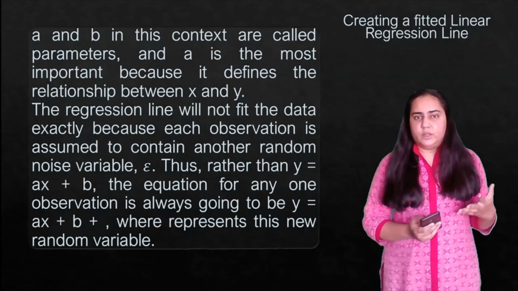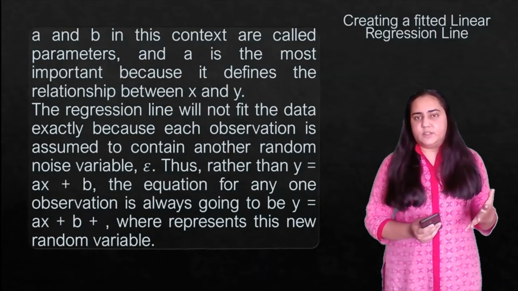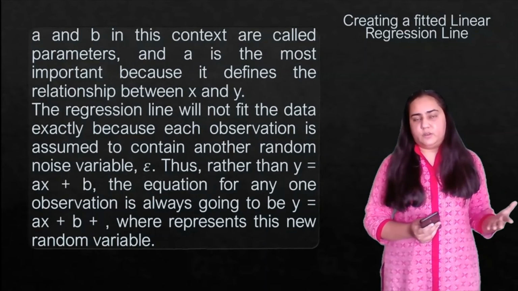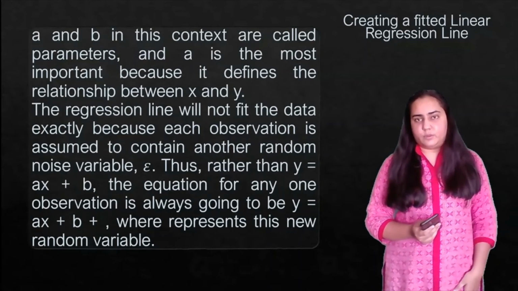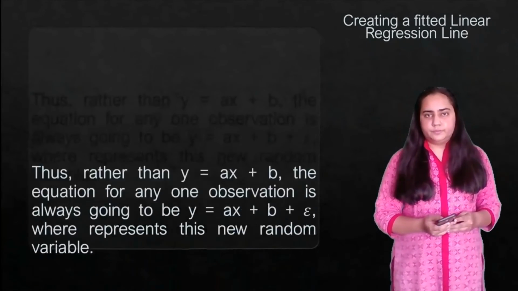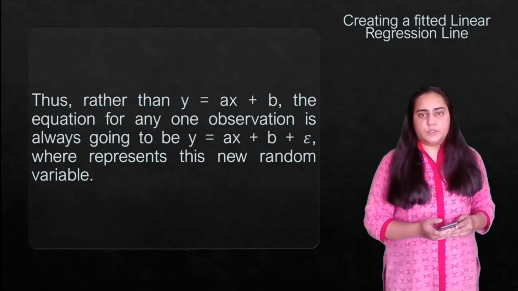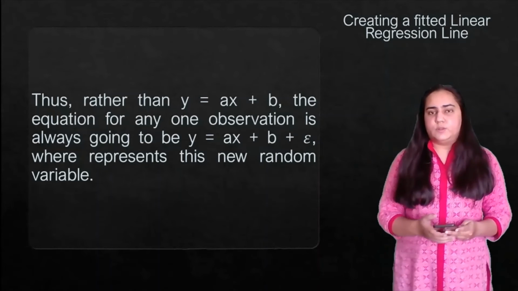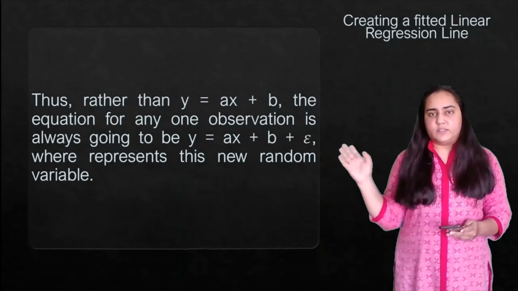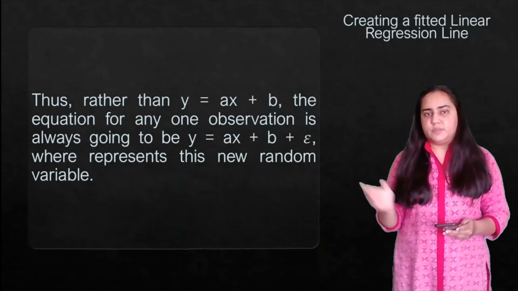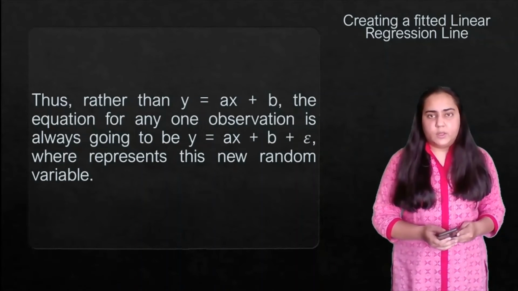So here epsilon represents the new random variable that is added. So rather than y is equal to ax plus b, it's going to be y is equal to ax plus b plus epsilon, and that's your new random variable.